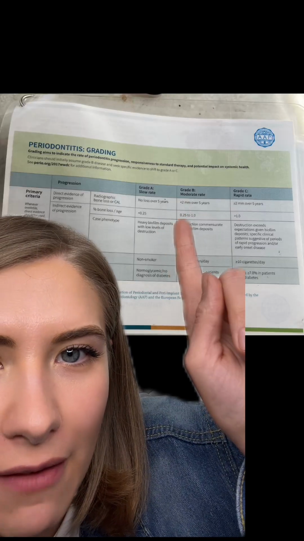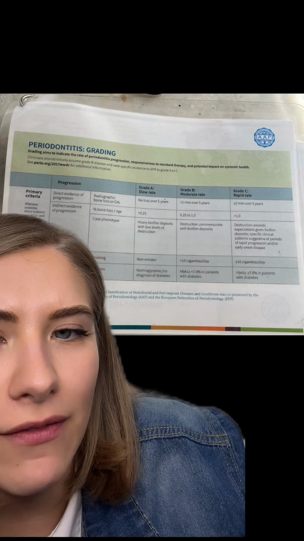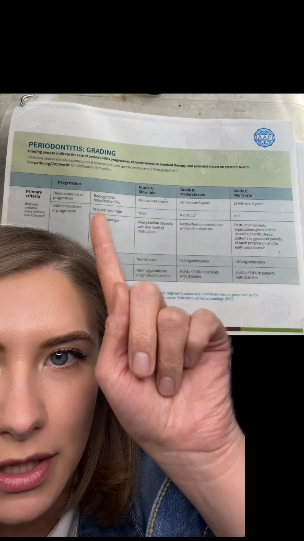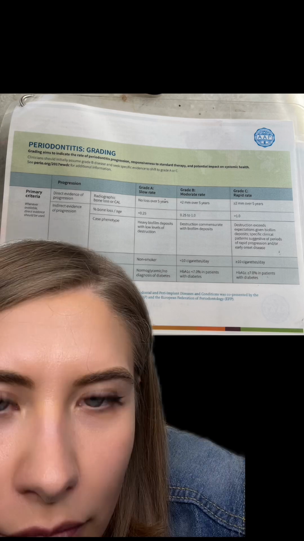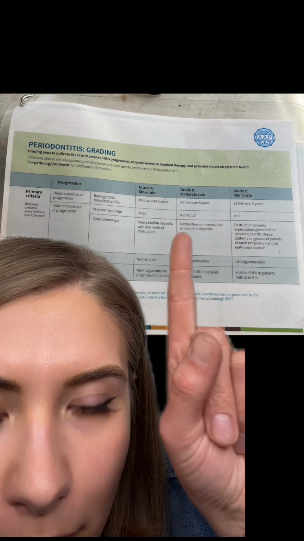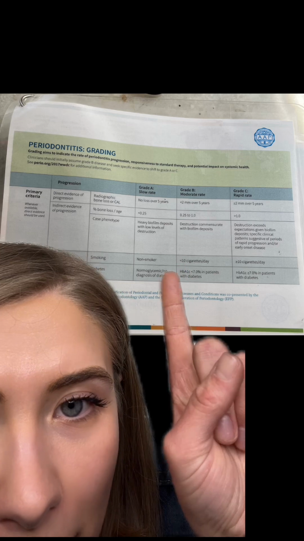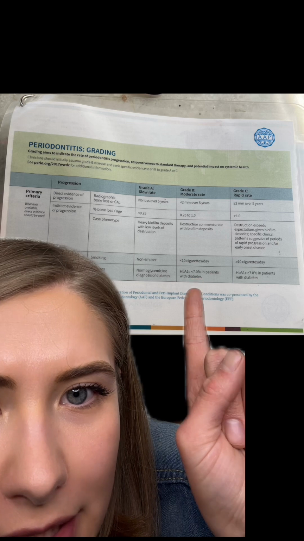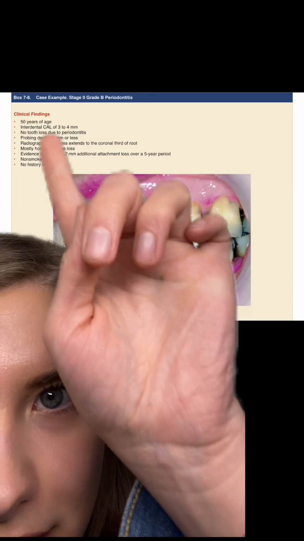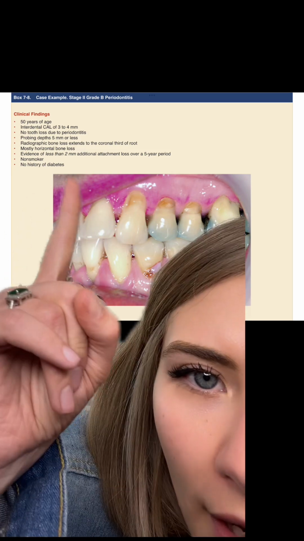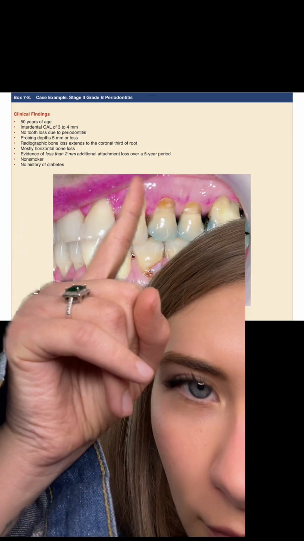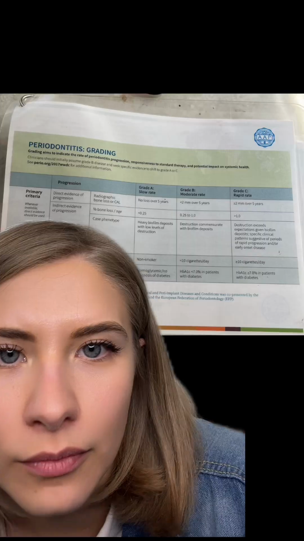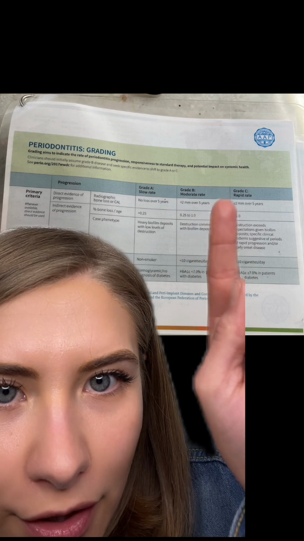Grade B, they have less than 2 millimeters of radiographic bone loss, or CAL, over the past 5 years. You take this bone loss divided by their age. Then the amount of biofilm deposits, they smoke less than 10 cigarettes a day and their HbA1c is less than 7. This person is 50 years of age. They have less than 2 millimeters of attachment loss. They're a non-smoker with no history of diabetes. But they're in this range right here.